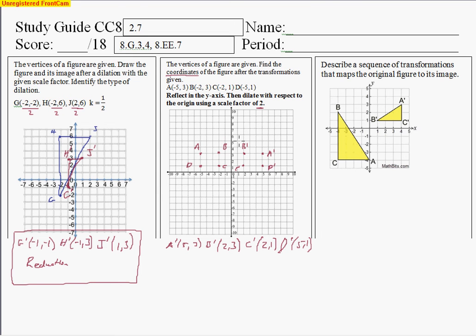So now I've got to take these points and I've got to dilate it with a scale factor of 2. So I'm basically multiplying all of those numbers by 2.